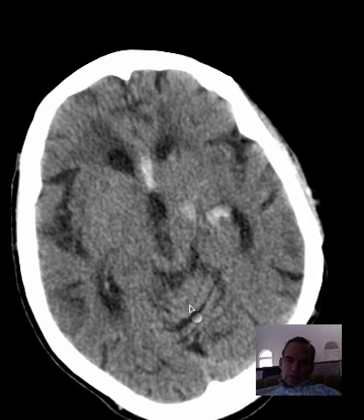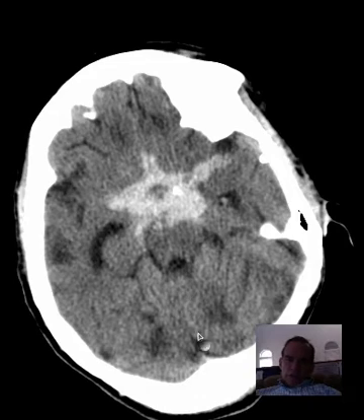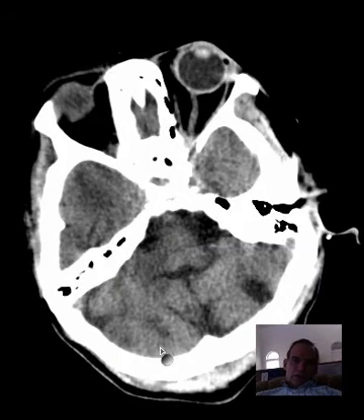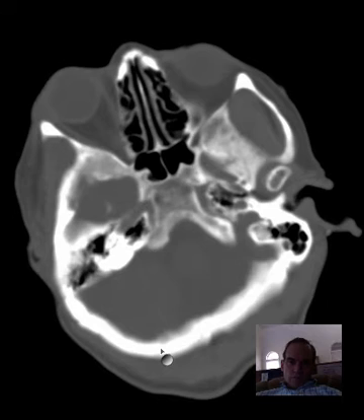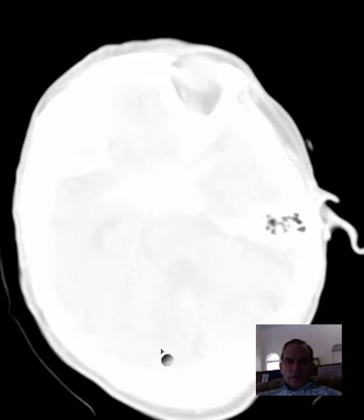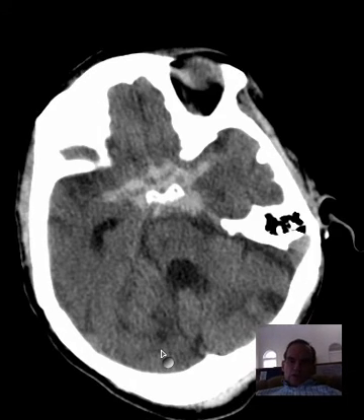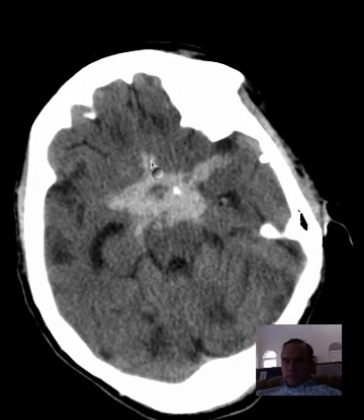Here you have the midbrain close to the superior aspect of the cerebellum, and here you have some small chronic cerebellar infarcts. So this is a classic subarachnoid hemorrhage that is filling the suprasellar cistern, and that's because most cerebral aneurysms occur at bifurcation points of cerebral arteries, particularly those of the circle of Willis.